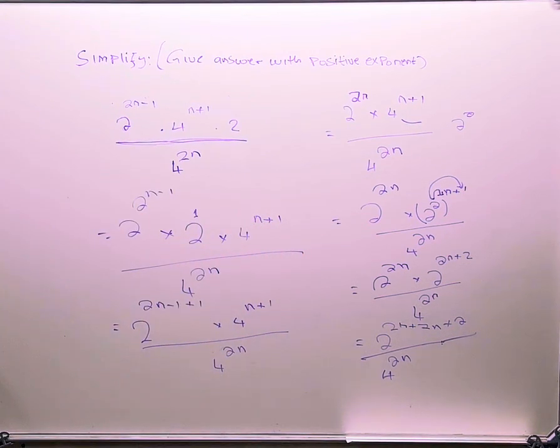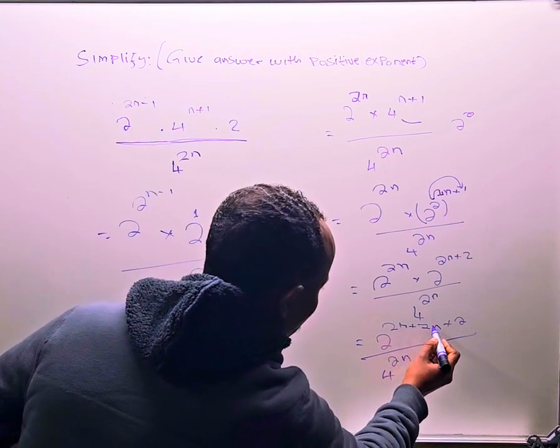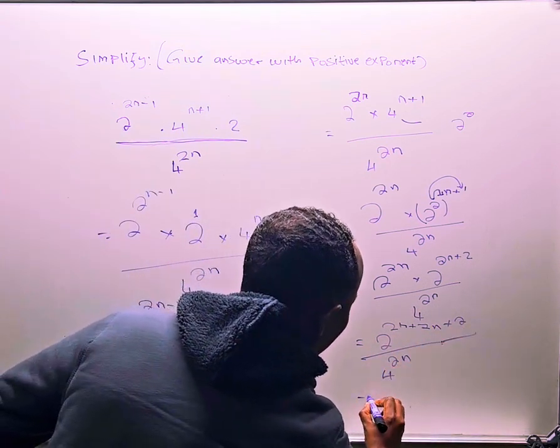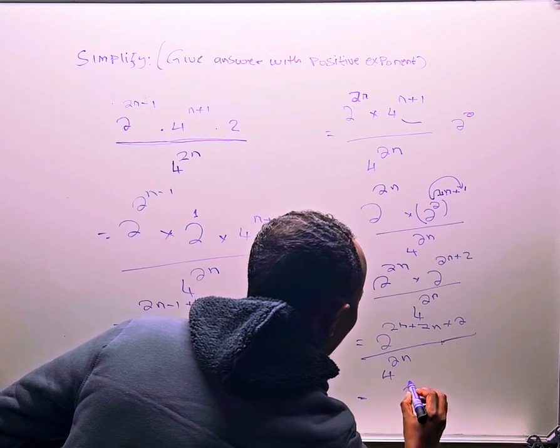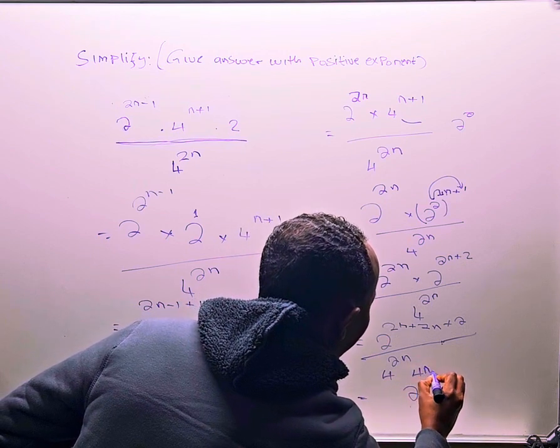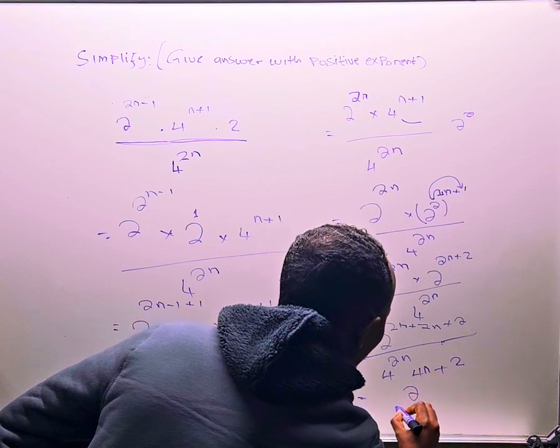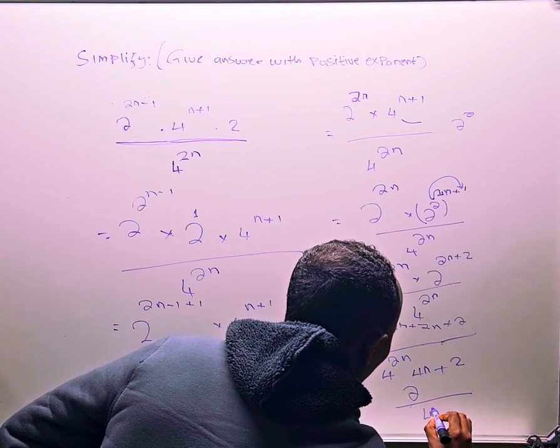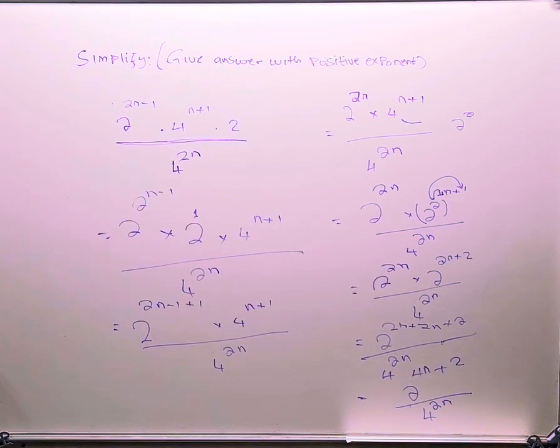Now what do I need to do? Just to simplify the top part, 2n plus 2n is 4n plus 2. So that simplifies to 2 to the power of 4n plus 2 over 4 to the power of 2n. Now I am at the end of my work with the top part. So now I have to finish completely. So I am left with 2 to the power of 4n plus 2 divided by 4 to the power of 2n.